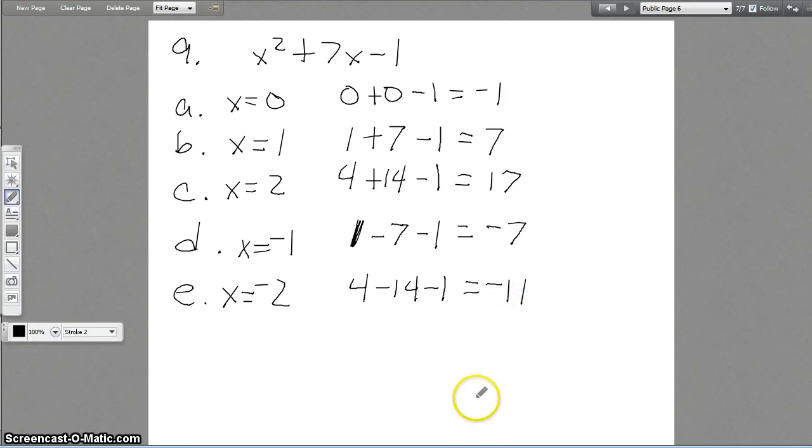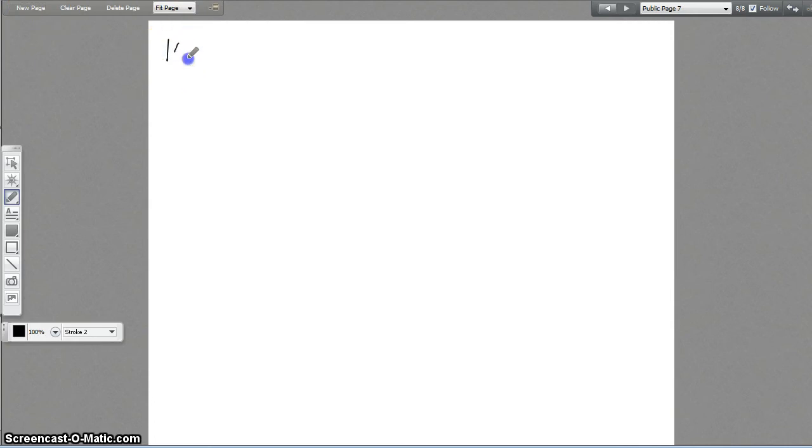So that is all that you have to do for these. You write down your polynomial, and then you look at the values that you're asked to evaluate it for, and you plug that number in for x. Okay, so that was number 9, which is just like number 16. Our last one we're going to do is number 10. This is just like number 17.